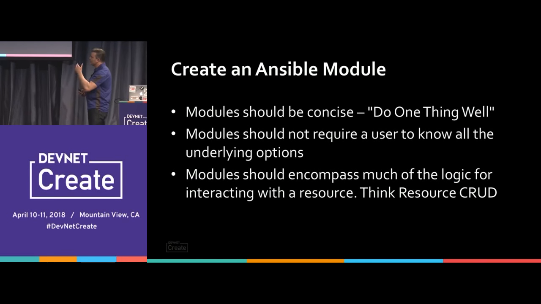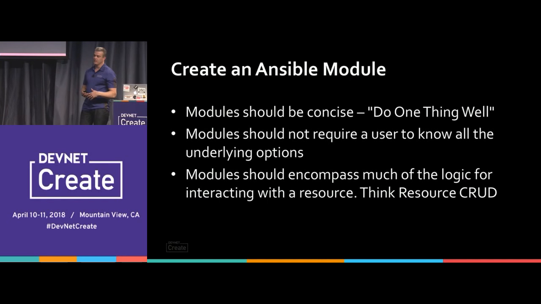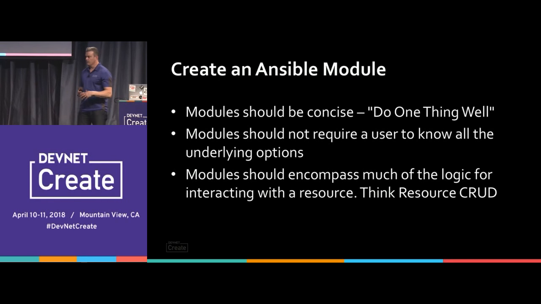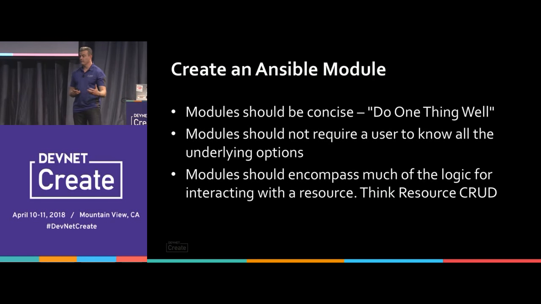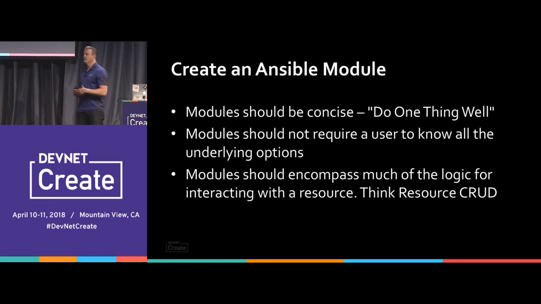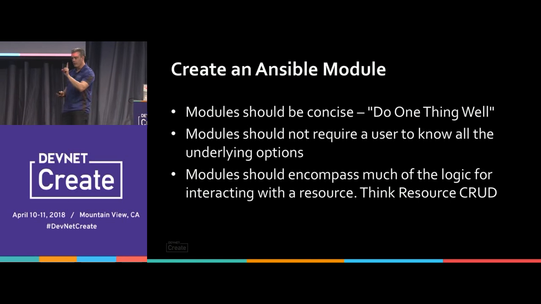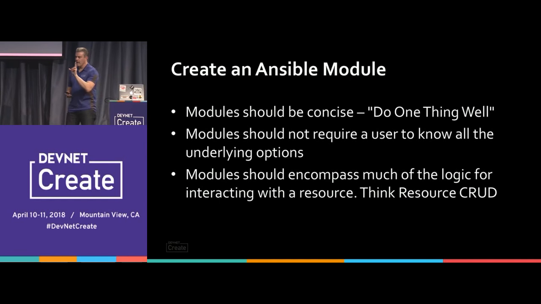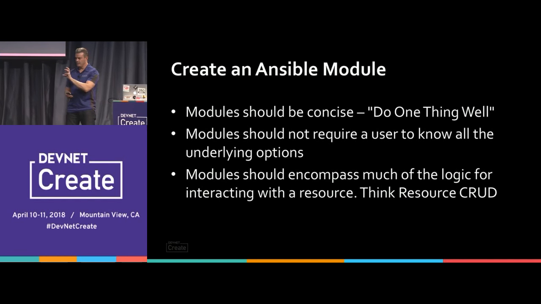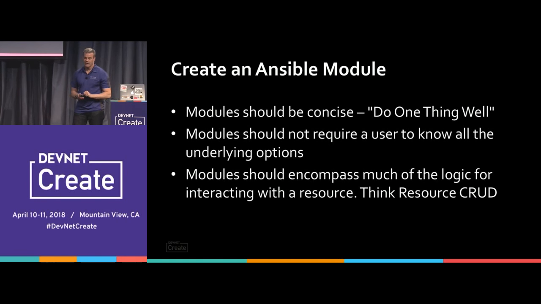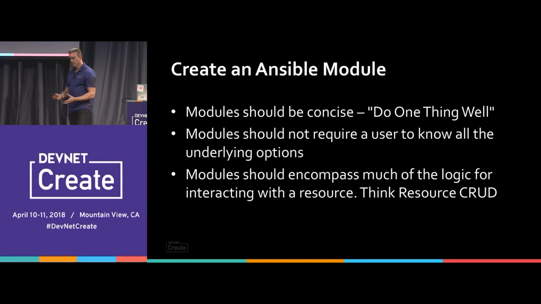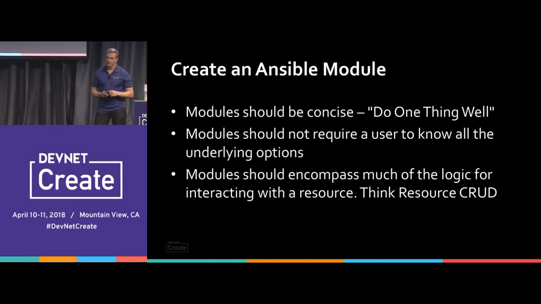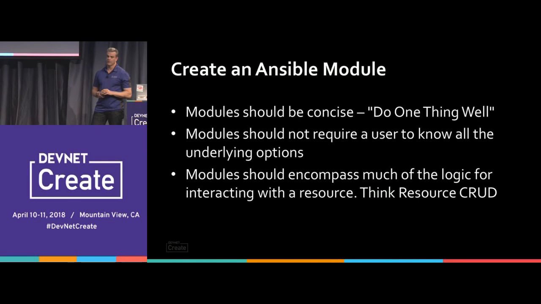And modules should encompass much of the logic for interacting with a resource. So I've been referencing it, but you should think CRUD: create, read, update, delete. Those should be the things that your module does for that particular thing. So do one thing well. The user shouldn't have to know anything. They should be able to ask the module, through the documentation aspects of Ansible, what the things are about it. And then the module should be basically all the things that that object needs it to do. And if you think about it from a CRUD standpoint, then that's a good module to write.